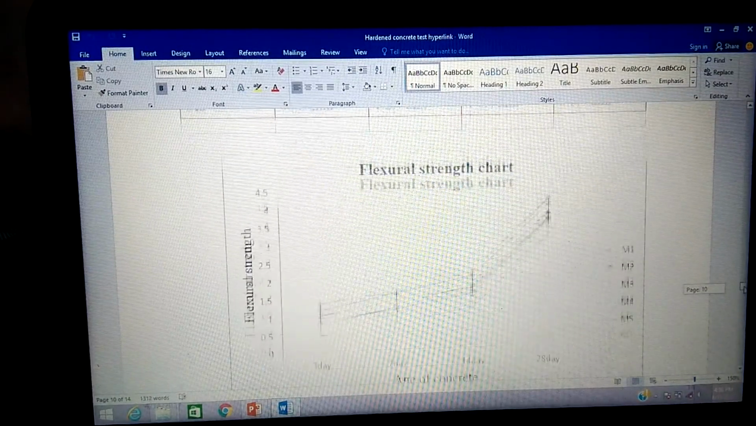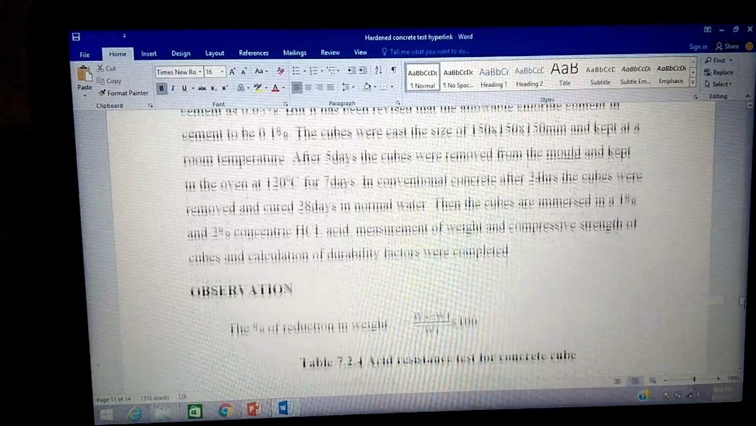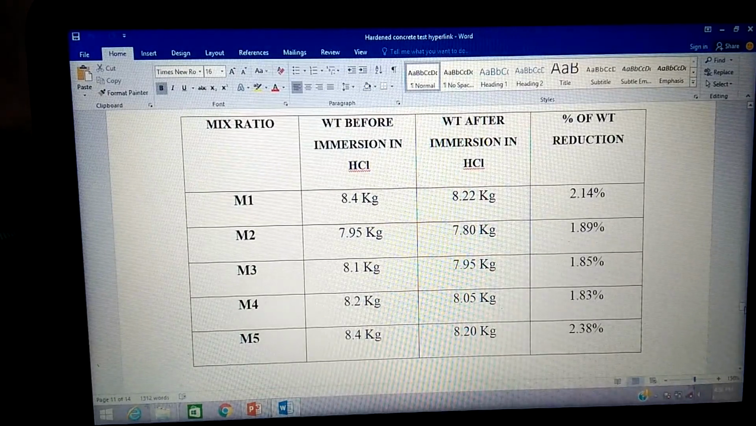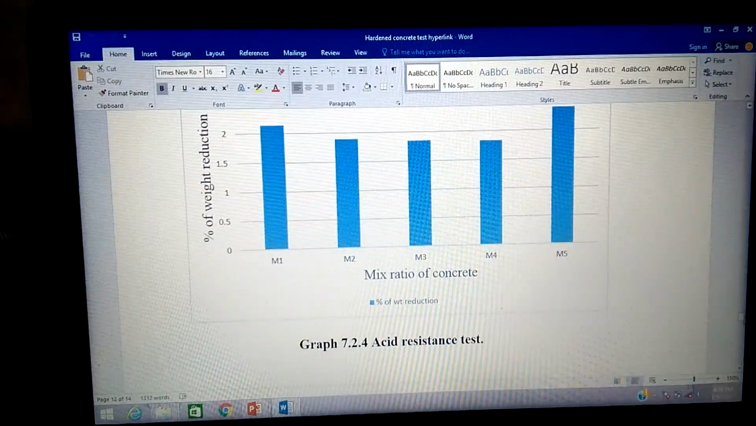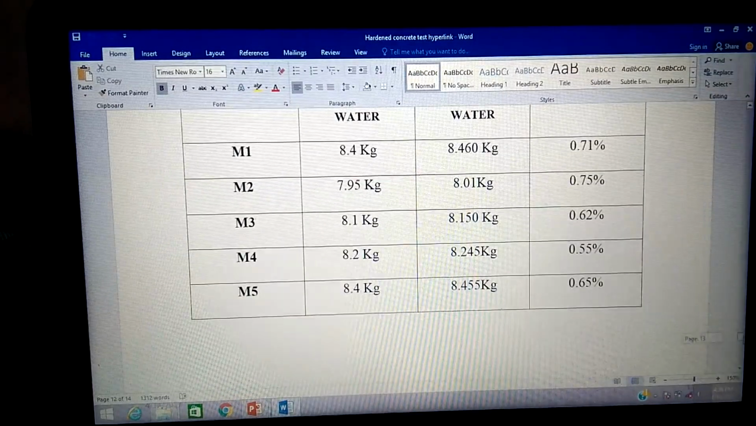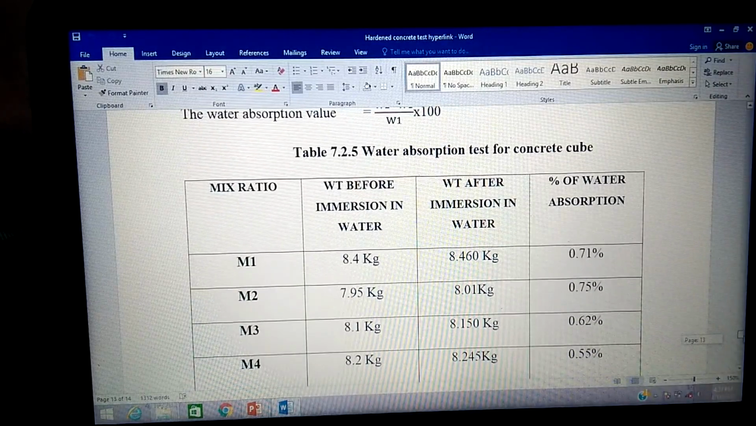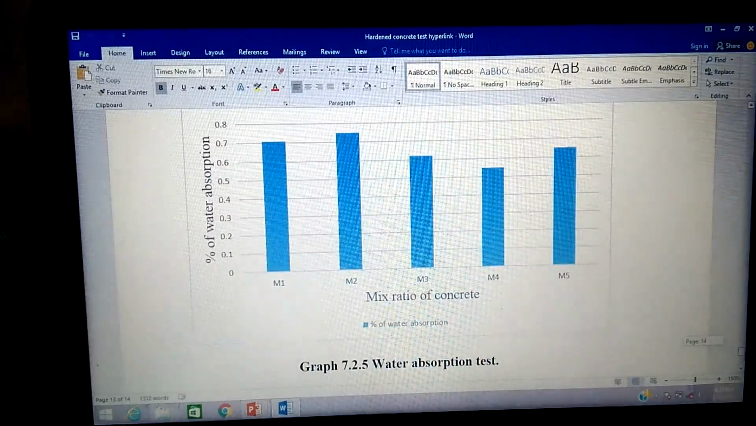Next, acid resistance was tested on our cubes, and the test result has been shown. At last, in the table we have shown the percentage of weight reduction in our concrete cubes. This is our chart value graph. At last, the water absorption test is shown. As a result, it shows the percentage of water absorption in our concrete cubes, and the result has been shown in the graph below. That's it. Next slide.